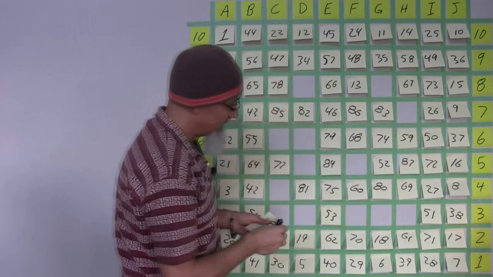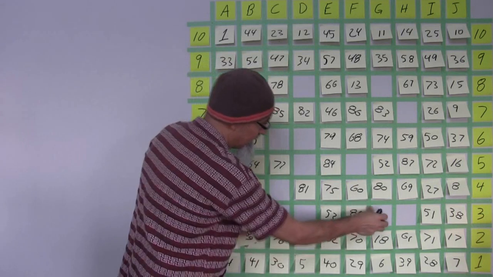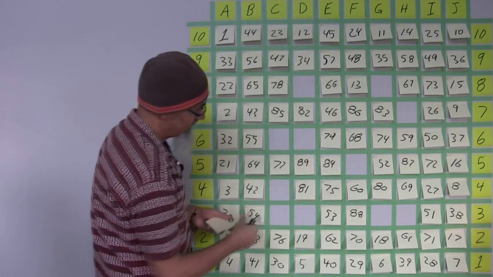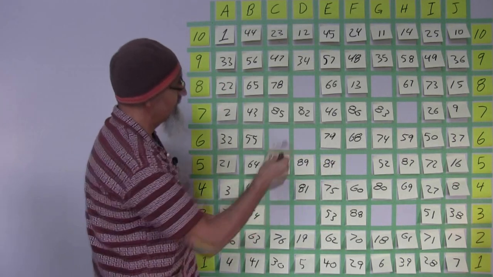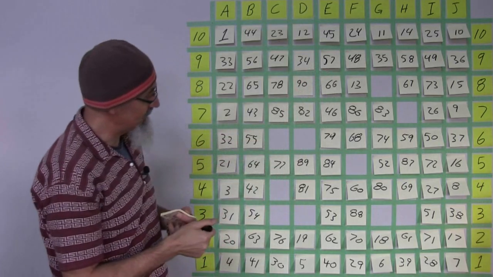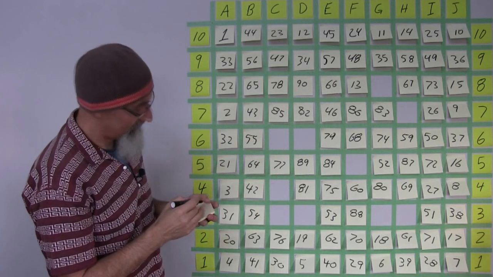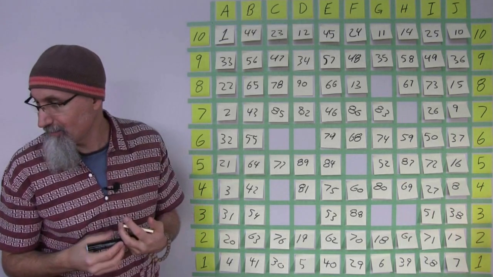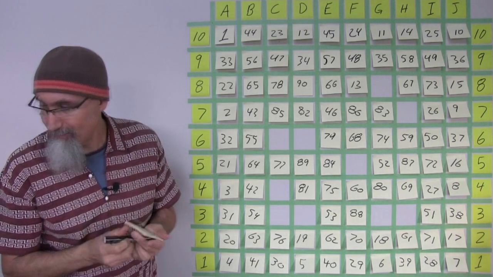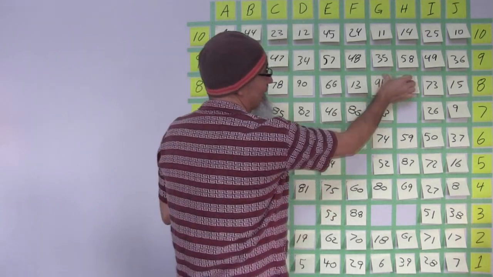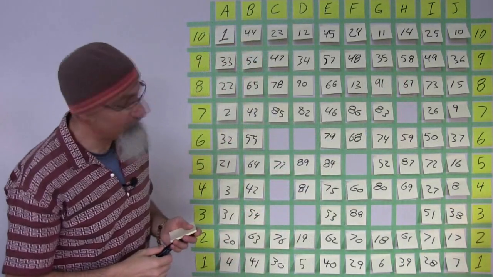87, 88, 89, 90. We can get the 91. We go one more higher. Let's see. I'm just going to put this in. I'm going to read some comments. Maybe some people have a way out for us.